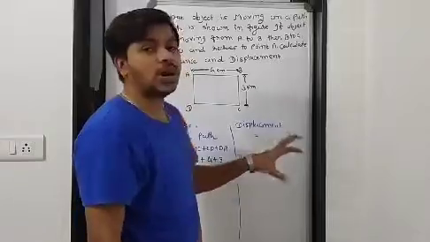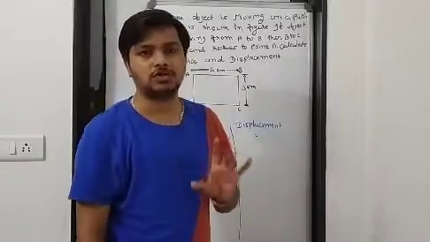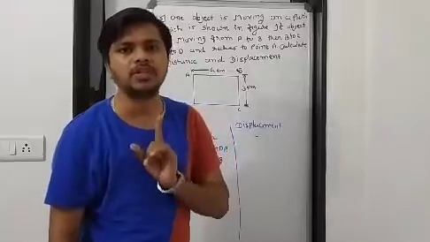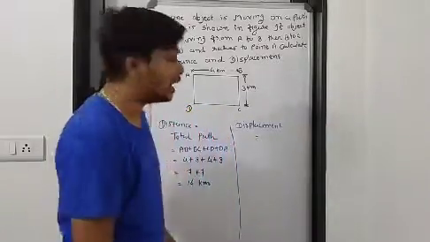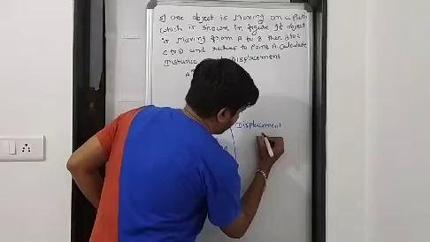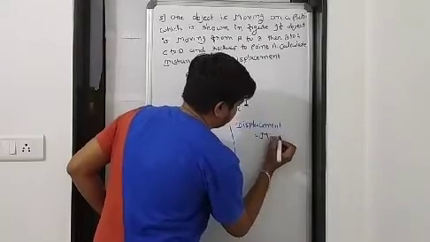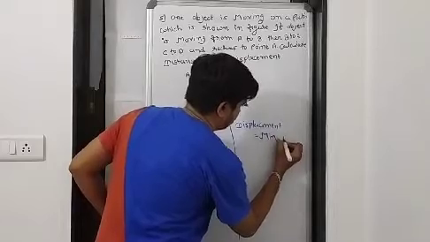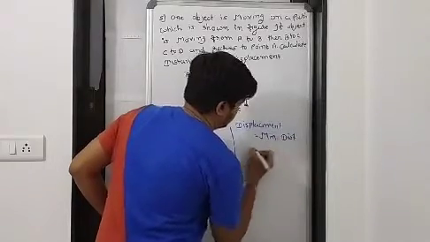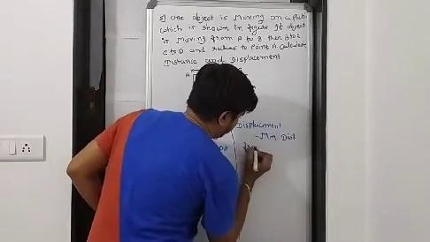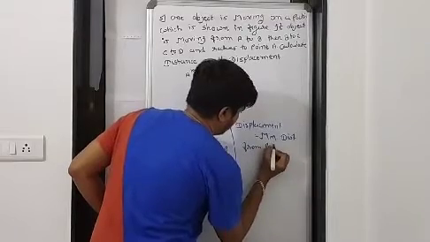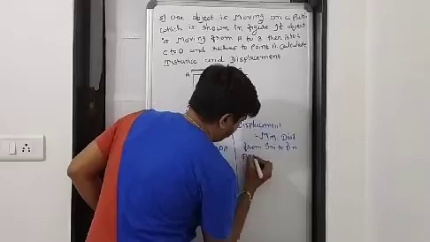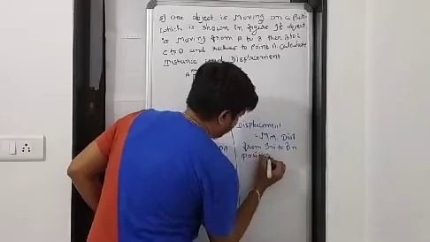Okay. Now you have to use only one equation: the minimum distance from the initial position to the final position. So according to it, displacement is the minimum distance from the initial to the final position.